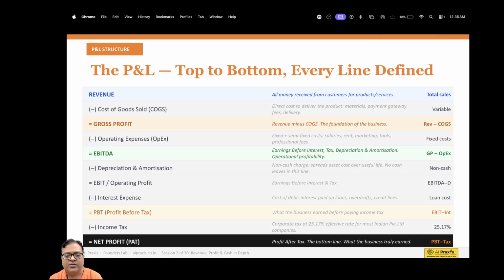So you can also call it the cost of debt, right? Or overdrafts or credit limits. Suppose you have not taken any, this line will be empty. It's as simple as that.